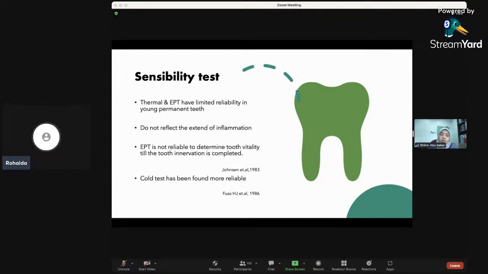Also, Johnson and colleagues say that EPT is not reliable to determine tooth vitality until the tooth innervation is completed. That's one of the reasons why in open apex teeth we can't get the result we want; it is unreliable. The other option we have, the cold test, has been found to be more reliable for young permanent teeth. But if you get a negative cold test, it shows that the tooth could be non-vital. Okay.